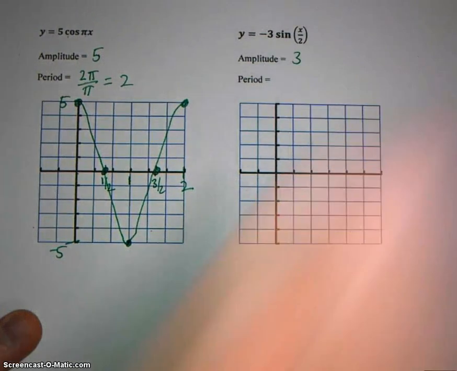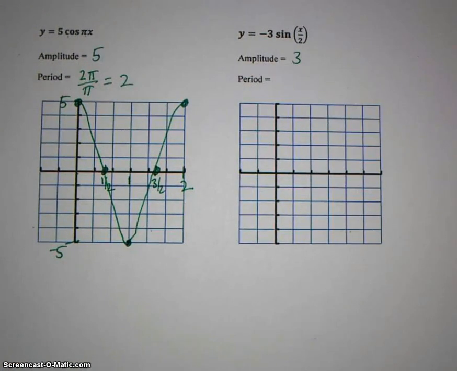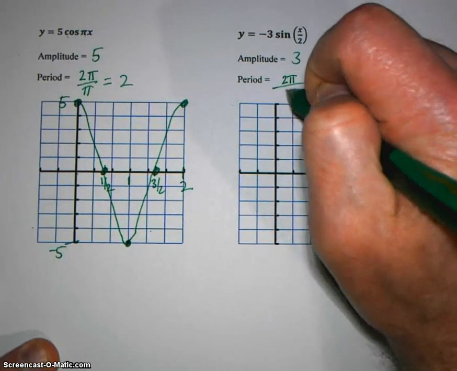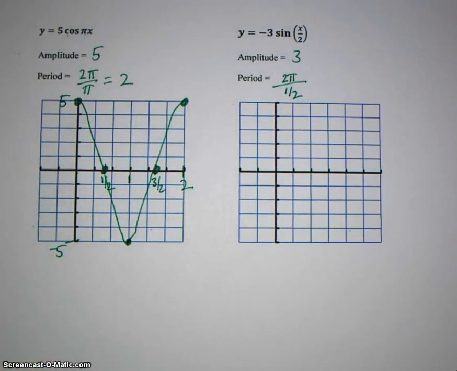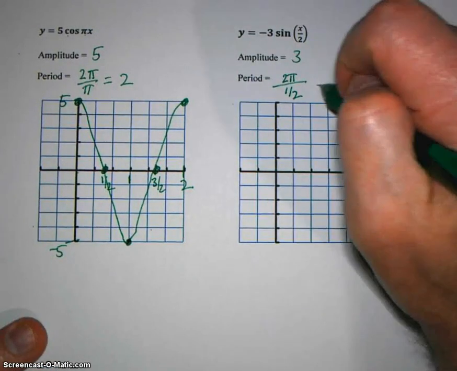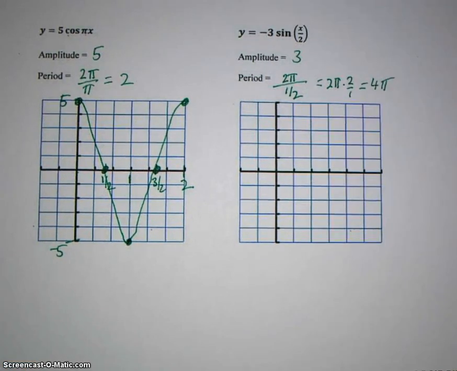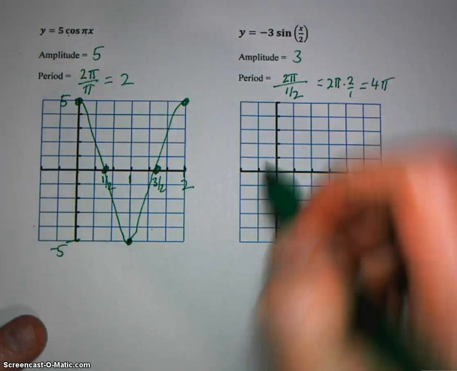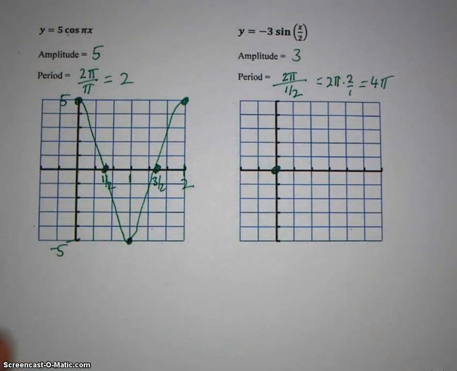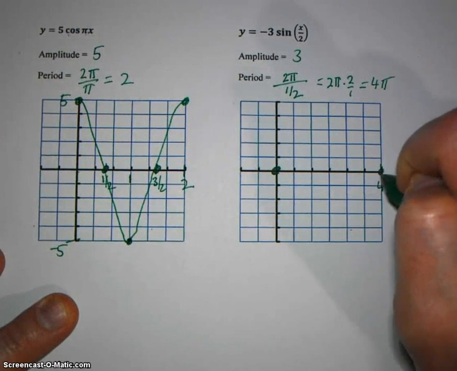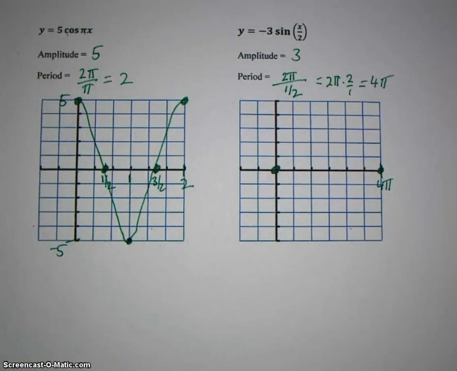Amplitude, 3. Period. And again, this fraction tends to bother people. You're going to take 2 pi, divide by a half. To divide, we flip and multiply. So that turns out to be 4 pi, which I think we had in a previous problem. All right, sine starts on the origin right there, ends on the axis, so it's going to end at 4 pi. Again, these numbers are pretty easy.